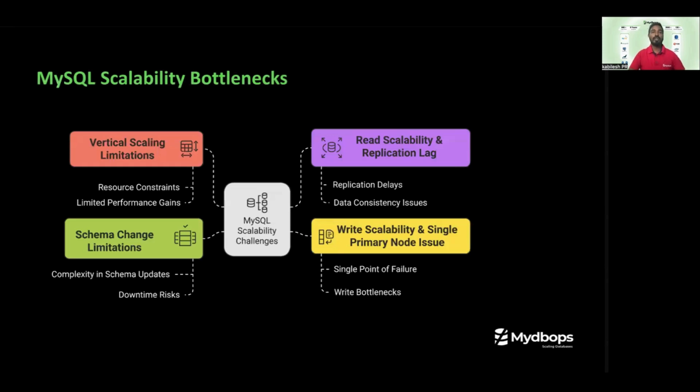So the first important thing is the MySQL scalability bottleneck. It all starts from here. MySQL as a database comes with a shared nothing architecture. That means it does not provide horizontal scalability capabilities with respect to data sharding. That means on-the-fly horizontal scalability is not possible, and it always comes with a vertical scaling limitation.